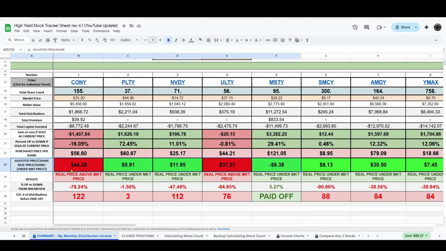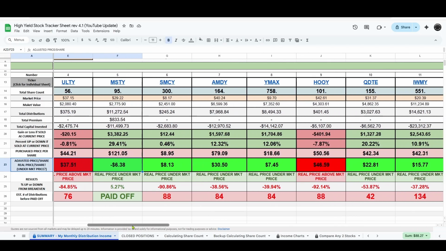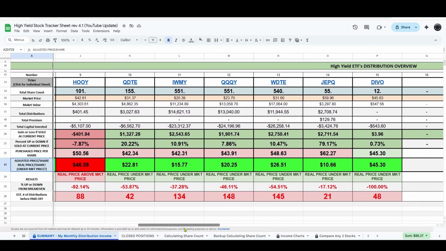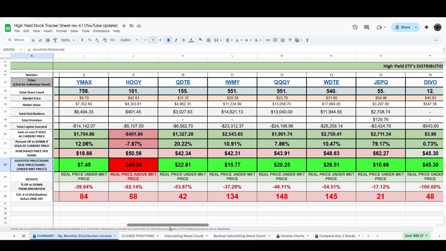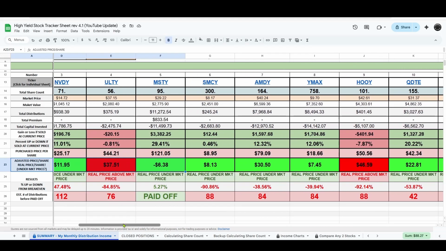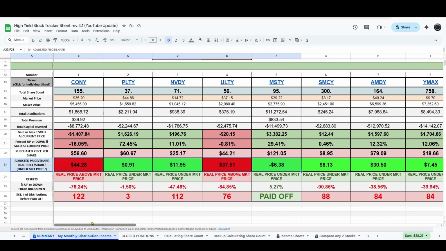But if it is red, that means I am down in the play, but those are the ones that I can see right here on the screen, and I can see that I need to work on those. And those for me, of course, are CONY, ULTY, and HOOY. And the rest of them are green. Those are the three that I have to pay attention to and work on.